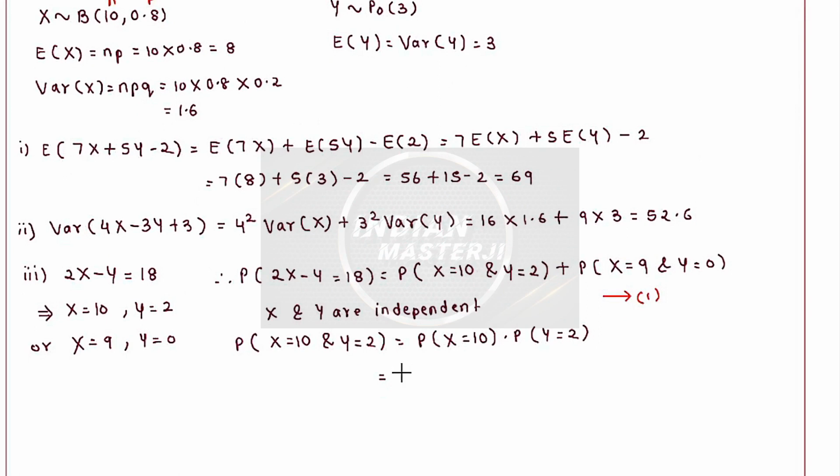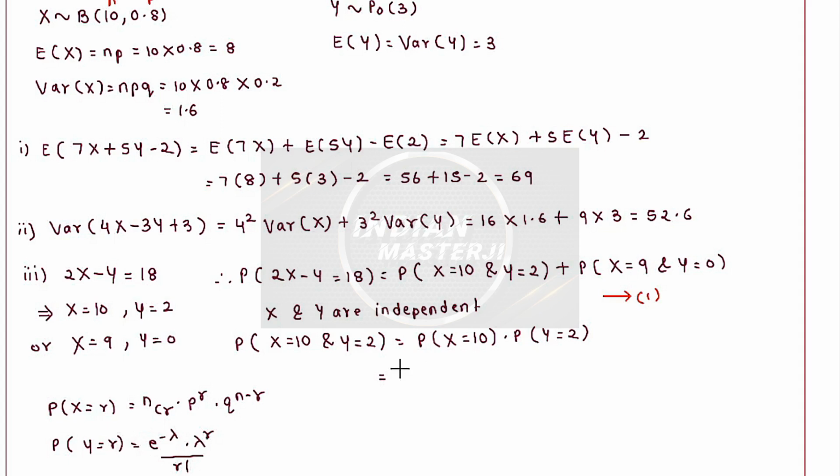We will have to use the binomial distribution formula, that is nCr. Probability of x taking a value r will be equal to nCr times p raised to r times q raised to n minus r. Correct? And probability of y taking a value r, where y is a Poisson distributed random variable, will be equal to e raised to minus lambda times lambda raised to r upon r factorial. Correct?